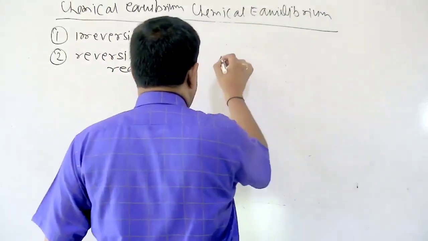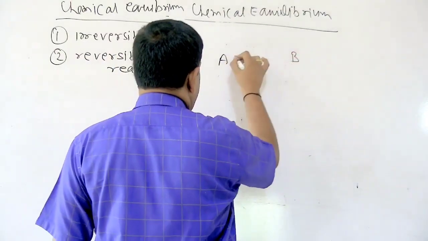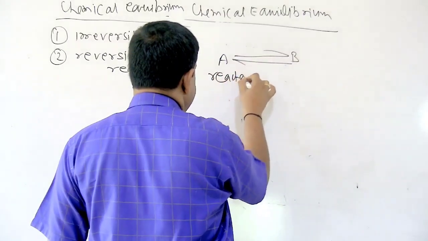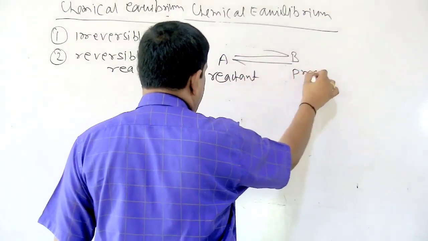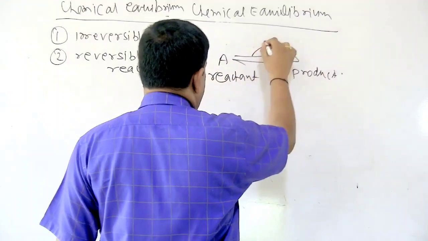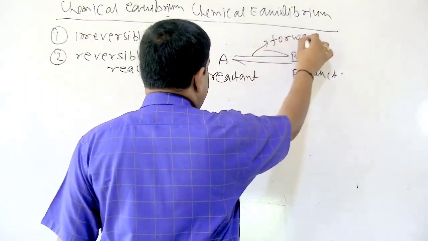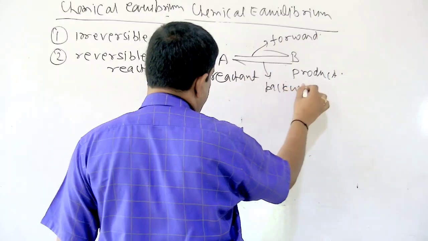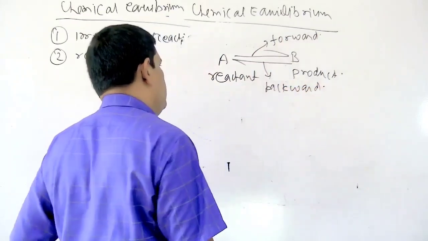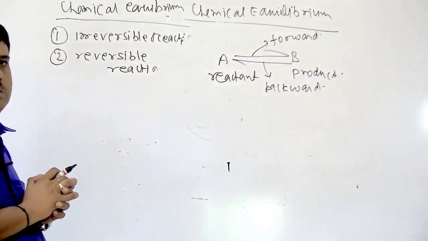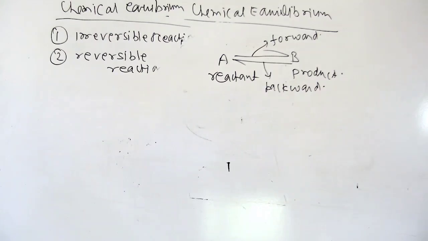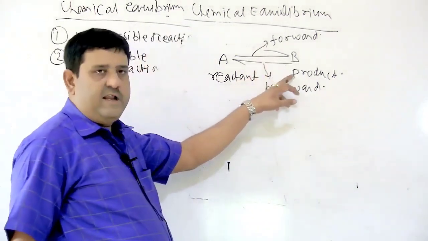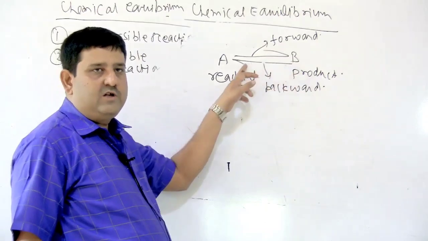Suppose A is converted to B. Then A is the reactant and B is the product. The upper direction is called the forward direction and the lower direction is called the backward direction. In every reaction, reactants form the products, but this is a special type of reaction in which a forward reaction is occurring and the backward reaction is also occurring.